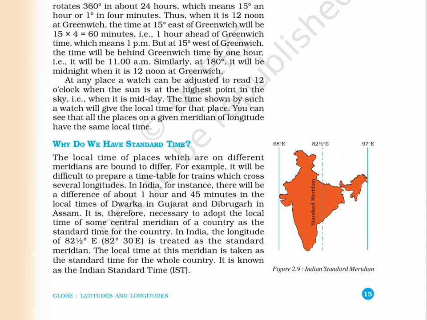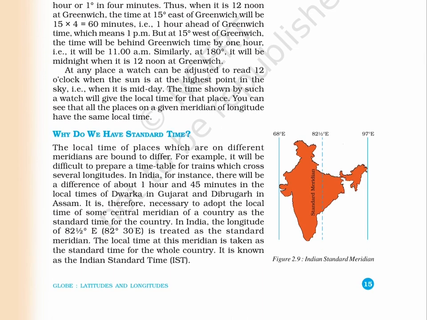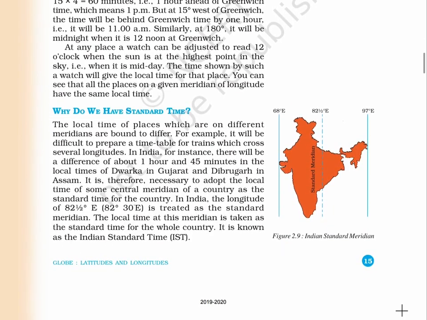It is therefore necessary to adopt the local time of some central meridian of a country as the standard time for the country. In India, the longitude of 82.5 degrees east, that is 82 degrees 30 minutes east, is treated as the standard meridian. The local time at this meridian is taken as the standard time for the whole country. It is known as the Indian Standard Time or IST. Figure 2.9 shows the Indian Standard Meridian.